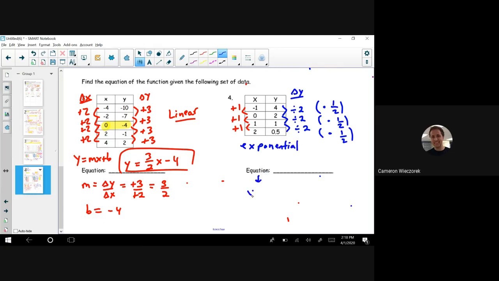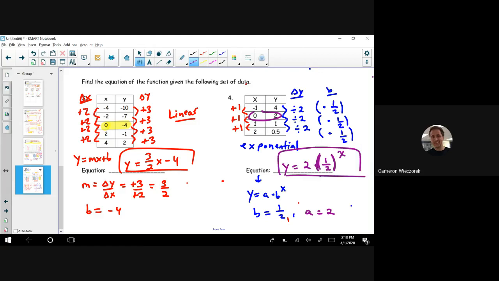which helps me decide the equation should be a times b to the x. We already got b from over here. The common ratio, that constant multiple, is 1/2. And the a value, I'll look at this row in my table. Since that's where x is 0, tells me that starting value is 2. So y equals a, starting value, 2. You could do times with a dot or with a parenthesis. I'll just do a dot for this one. 1/2. Since it's a fraction, I'm going to put it in parentheses. To the power of x. And that would be my exponential model for this one.